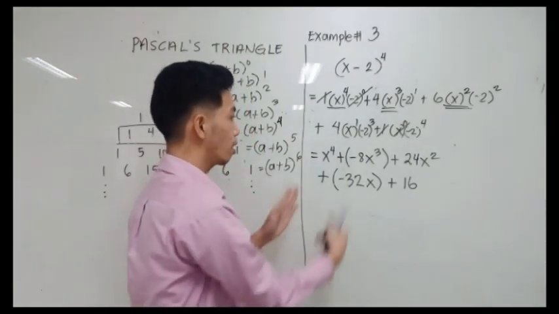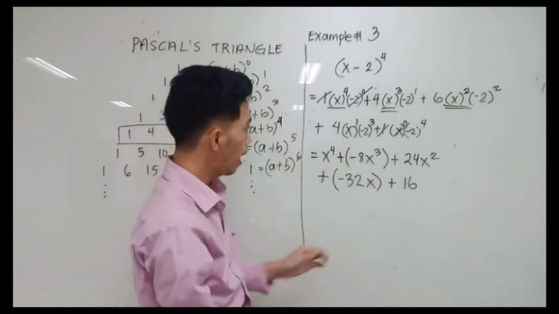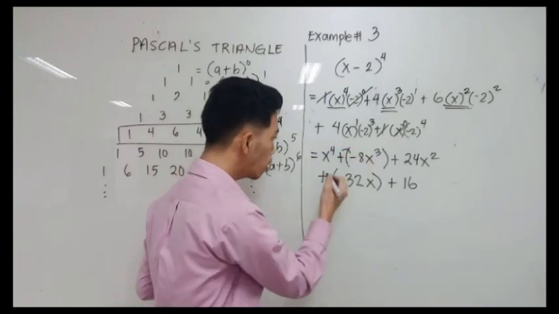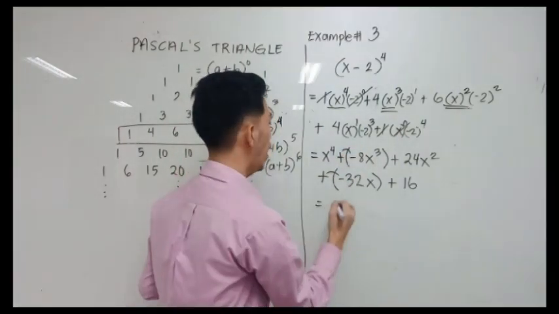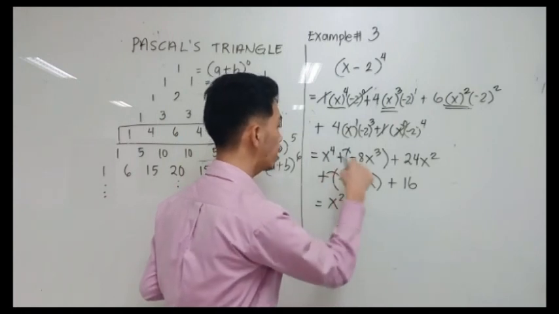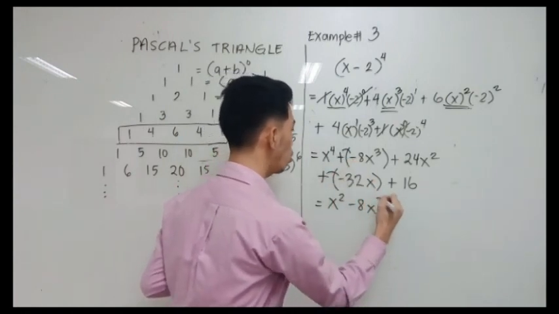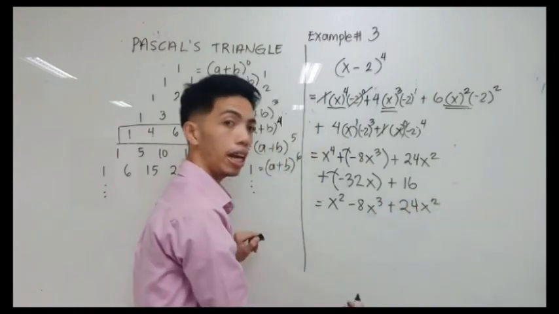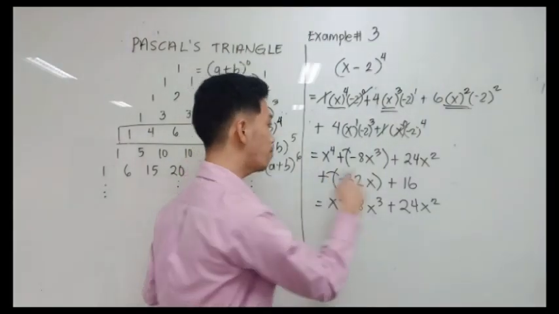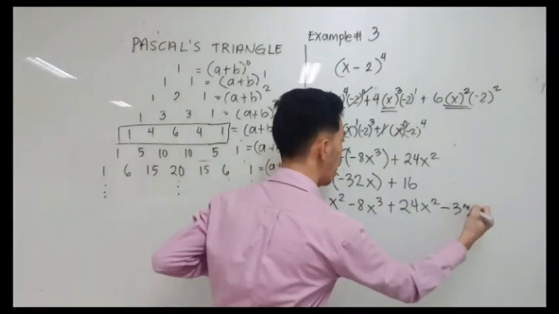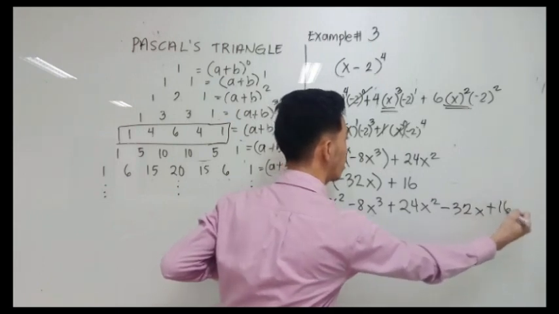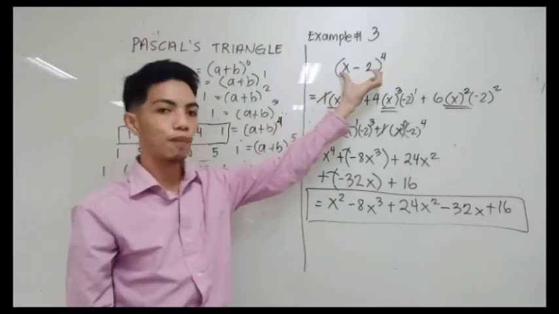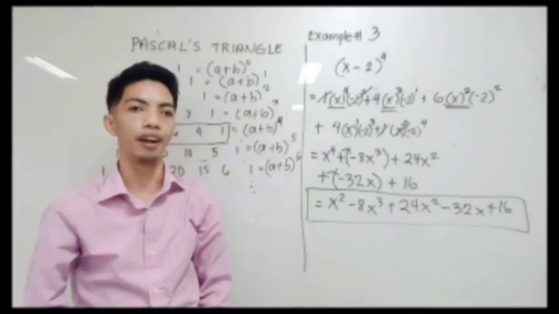So, therefore, kung gagawin natin mas simple, ayaw natin ng may dalawang operation, i-multiply mo yan. So, you have x squared. Positive times negative is negative 8x cubed plus 24x squared. Positive times negative is negative 32x and then plus 16. So therefore, this is the expansion of the binomial x minus 2 raised to 4.